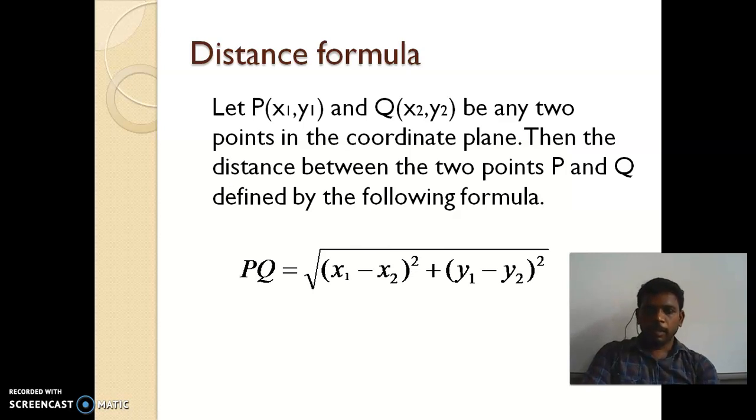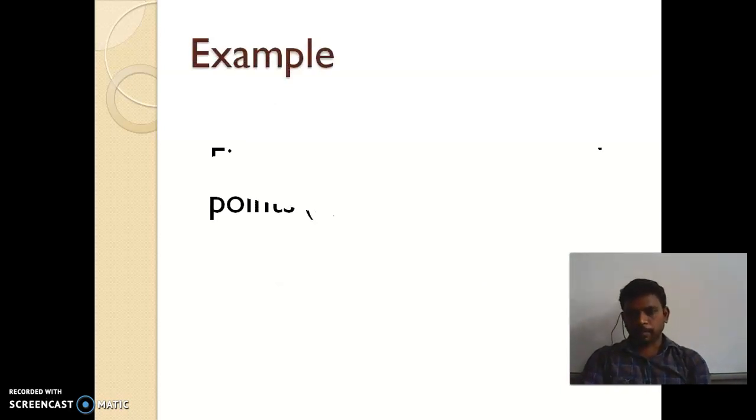So look at the formula. PQ equal to root of (x1 minus x2) whole square plus (y1 minus y2) whole square. That is the formula for finding the distance between any two points in the coordinate plane. Suppose the points are A and B, then AB equal to root of the same expression. That is the formula for finding the distance between any two points in the coordinate plane. So look at one example.